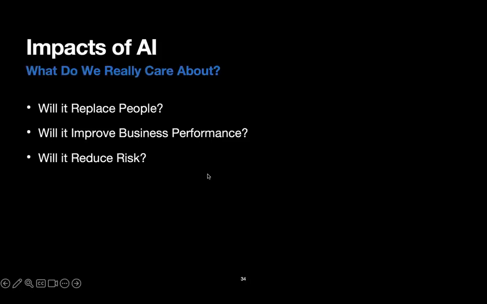So I've now gone through a good definition of what AI is and broken down some of the ways that AI shows up in the world, including how it fails. I'm going to spend a little time now talking about the economics of it. And first, I want to make sure you understand something. What do we really care about? What are the questions that economics would help us with? Not the first one, but an important one: is it going to replace people? Is it going to improve business performance?